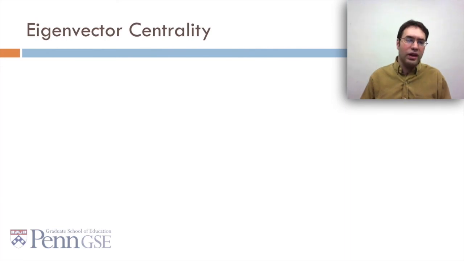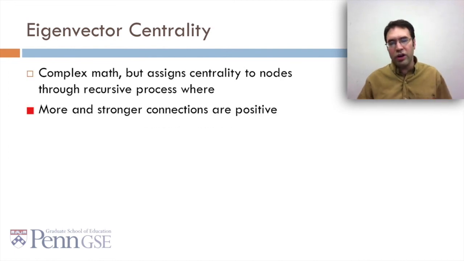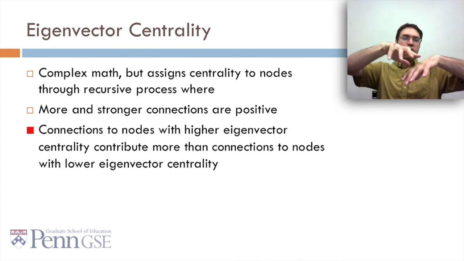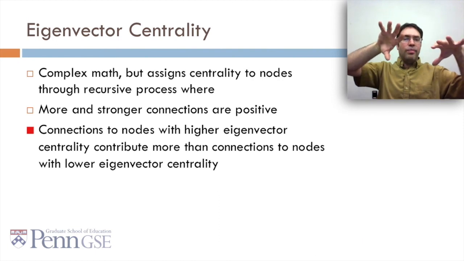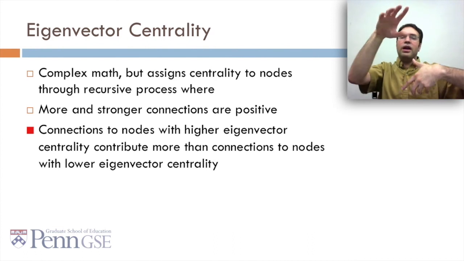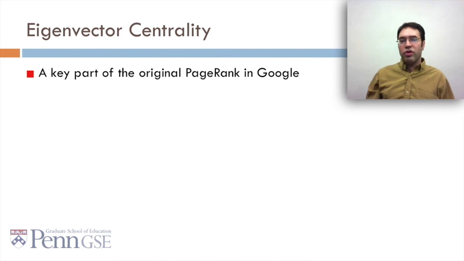And finally, there's eigenvector centrality, which has complex math, which assigns centrality to nodes through a recursive process where more and stronger connections are positive, and connections to nodes with higher eigenvector centrality contribute more than connections to nodes with lower eigenvector centrality. So you assign each data point centrality based on its connections, and then you look at who each point connects to, and you keep repeating and iterating on this until you converge. This is actually a key part of the original PageRank in Google. So it's actually a pretty cool algorithm that has some major real-world impacts.